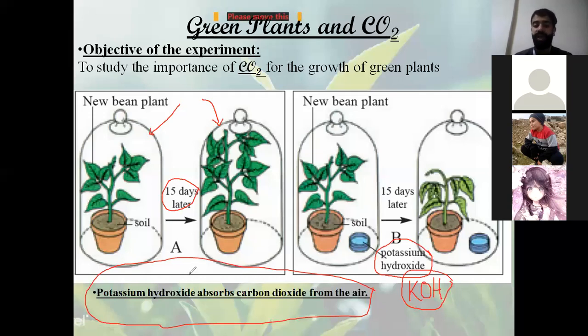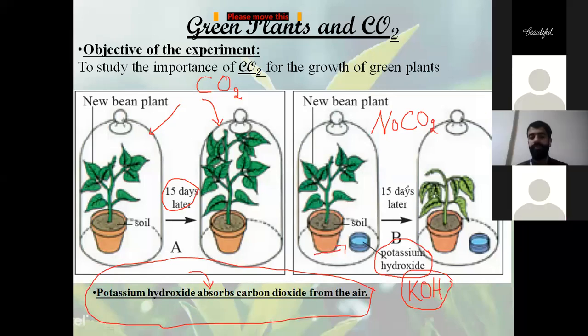This note, you have to study it because this note is not given in the question. You have to know that potassium hydroxide, while it's placed here, absorbs all the CO2, meaning that there is no CO2 in plant B, while in plant A we have CO2. So if I ask you, what is the variable factor in this experiment? Carbon dioxide. Carbon dioxide is the variable factor.